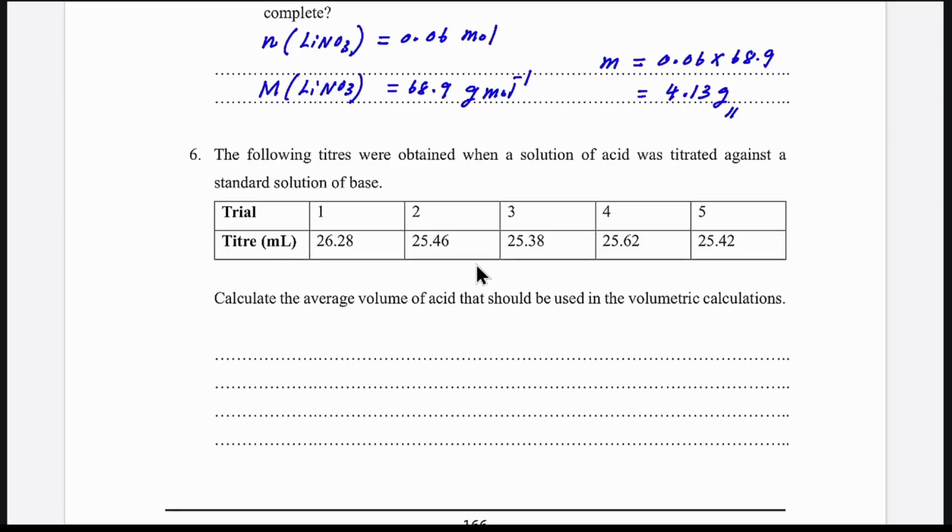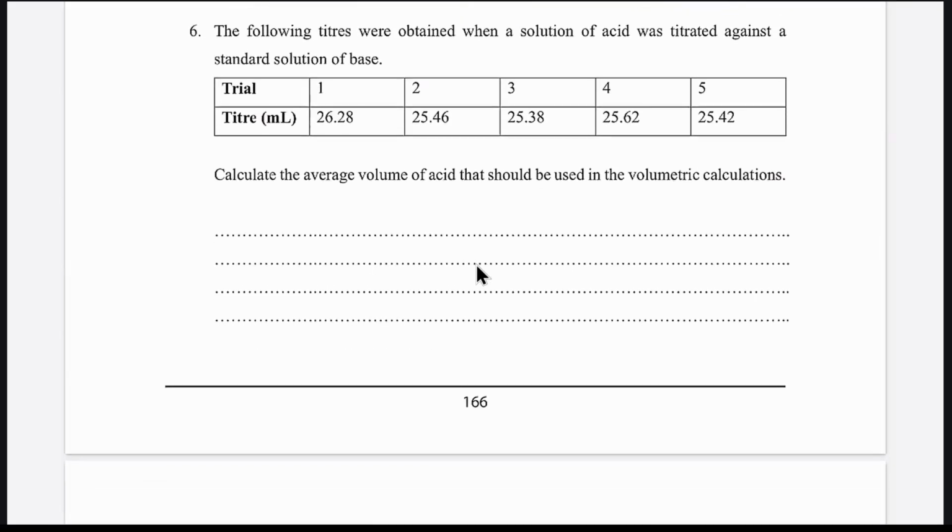For the titration, my teacher said that you find the closest 3 values and then divide to find the average. Are you meant to do that? Yes. For the titration, the closest 3 numbers. Yeah, typically we take 3.